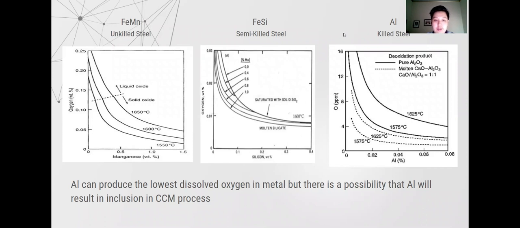On the other hand, with relatively lots of addition of ferromangan, the oxygen content produced in metal is still much higher than aluminium. And for ferrosilicon, the oxygen content produced in metal is moderate, between what we can produce by using aluminium and ferromangan. That's why for ferromangan, the steel produced is still called unkilled steel, for ferrosilicon it is called semi-killed steel, and for aluminium it is called killed steel, since the oxygen content has been reduced to a really low percentage.